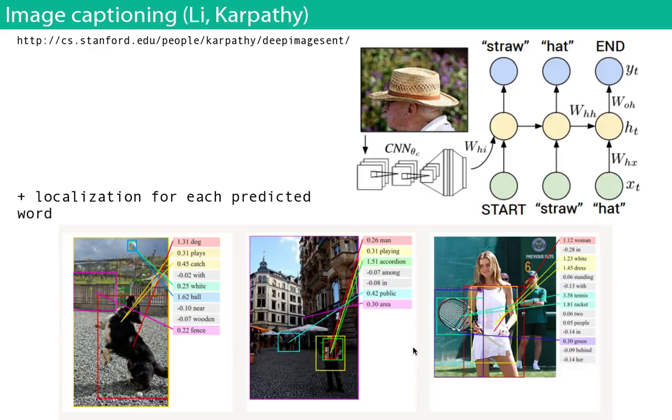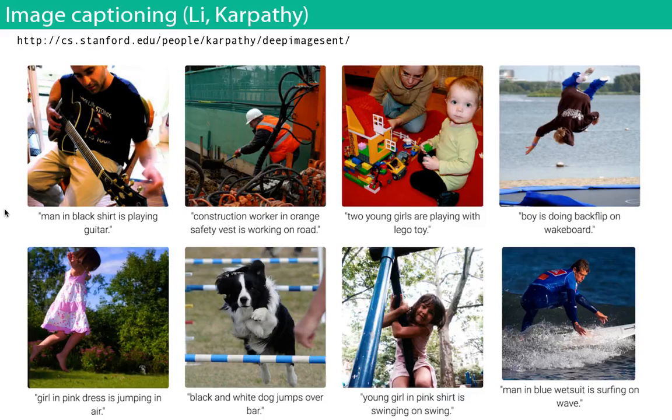You can do captioning images, and Kyle was using this implementation of captioning images that they took out on the walk. You can take an image and describe it in natural language using a combination of convolutional and recurrent neural networks. It's too much to really go into right now, but these are just captions. A man in black shirt is playing guitar. Construction worker in orange safety vest is working on road. These are annotated by neural networks.